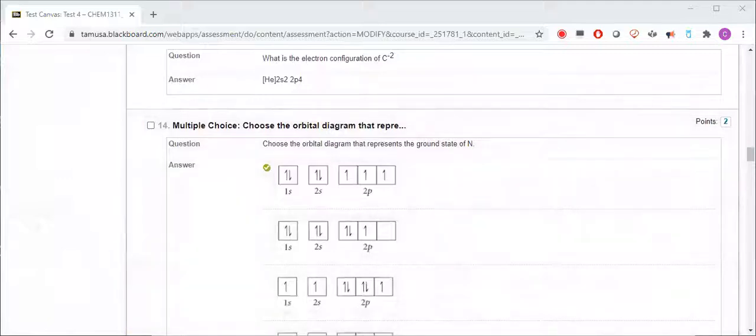Okay, choose the orbital diagram that shows N. So N is helium, or let's do the full thing. 1s2, 2s2, 2p3. So that's telling you how many electrons should go in each square. And if you remember our rules, you want to have electrons be by themselves instead of paired up if possible. So that's why the first one is the correct answer.